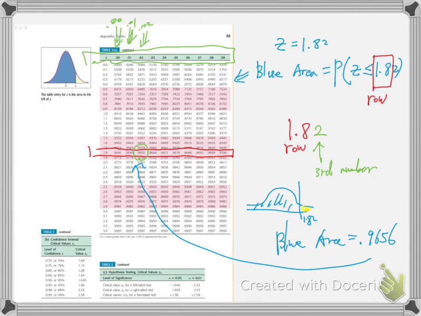So now what's the yellow area? The yellow area means Z is bigger than 1.82, to the right. So it's 1 minus the blue.